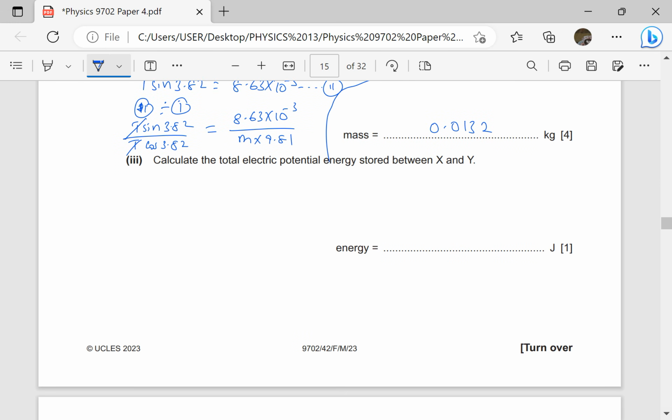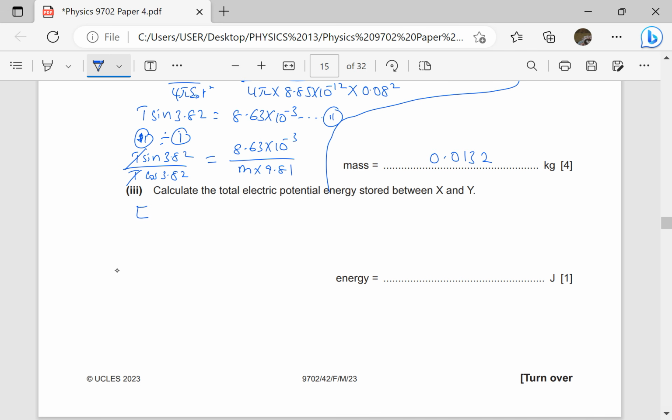Calculate the total electric potential energy between X and Y. So for electric potential energy, the formula is given in the list of formulae. Potential energy is going to be one of the charges times another charge divided by 4 pi epsilon naught times R. So this will be 96 times 10 power negative 9, then times 64 times 10 power negative 9, divided by 4 pi times 8.85 times 10 power negative 12, then times R, which is the separation between the two charges, which is 0.08.